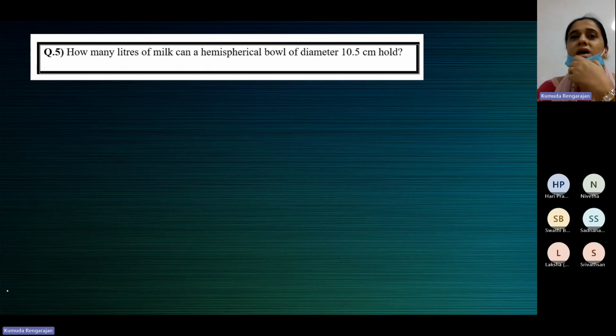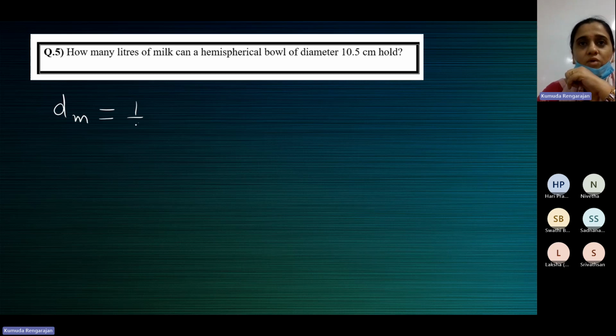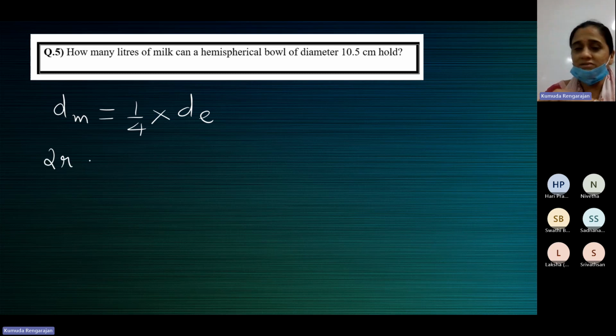So what was given? The diameter of the moon is approximately 1/4 of the diameter of the earth. Correct? So what is diameter? Twice radius. Here also diameter is twice radius, but we'll use small r and capital R: small r for the moon, capital R for the earth.